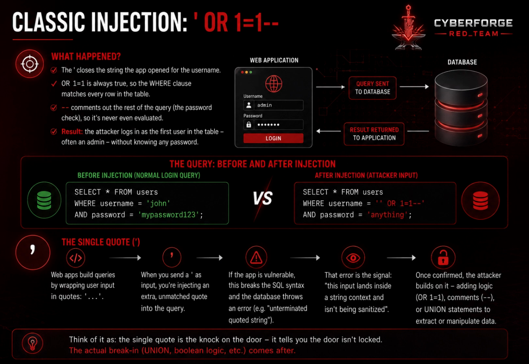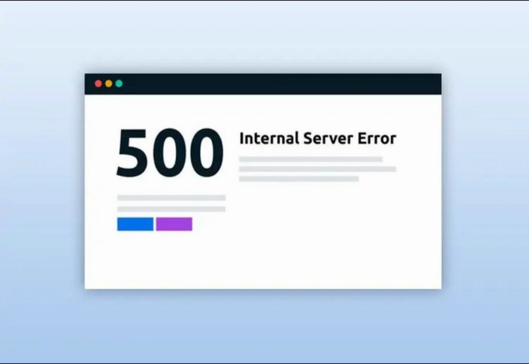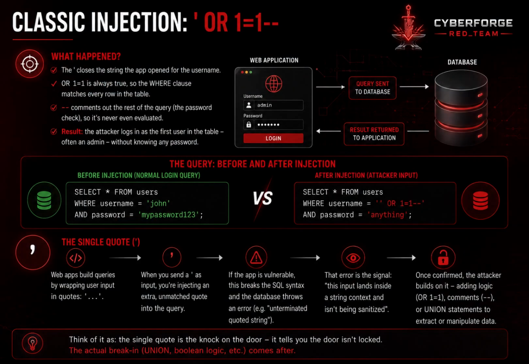But before an attacker can do this, they need to find the vulnerability first. That's where the single quote comes in. It's the simplest test in SQL injection. You send a lone quote as an input, and if the app is vulnerable, it breaks. You see a database error pop up. That's your signal. The door isn't locked. Once you get that error, you can build, add logic, add comments, even pull data using union statements. The quote is everything you need to break in.